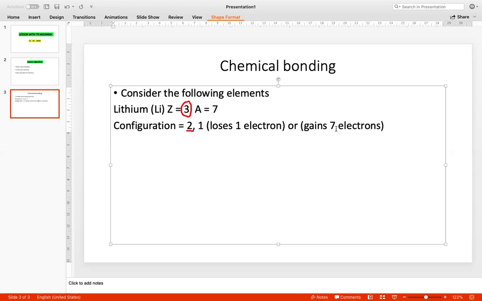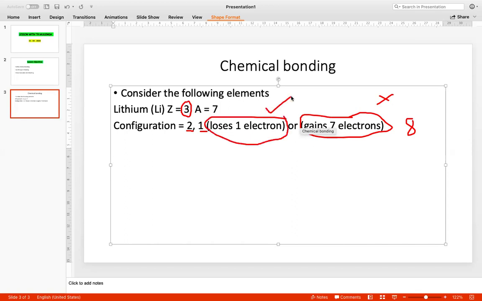Now, come on, guys, this is common sense. What likelihood do you think we should have? Either for this lithium to lose 7 of them or to gain 7 of them, so that once we add to this one, they get to be 8? Come on, guys, this is a no-go area. The likelihood is that lithium should lose 1 electron, and when it loses it, it will only remain with the first shell with 2 electrons, and therefore it's going to be stable.